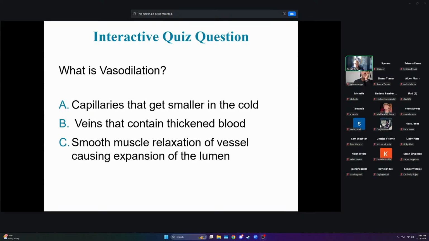So what is vasodilation? I've used the term over and over again. Is an example of vasodilation capillaries that get smaller in extreme cold, veins that contain thickened blood, or smooth muscle relaxation of vessels causing an increase in the size of the lumen of that vessel?